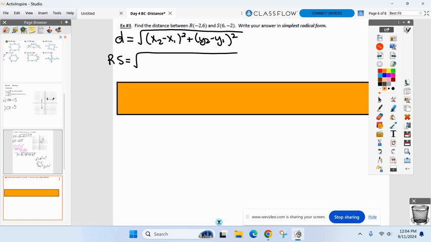Anybody got the x coordinates? The x coordinates are -2 and 6. So whether you go -2 minus 6 or 6 minus -2, just do not drop any signs. And then the y coordinates are also 6 and -2. So it'd be -2 minus 6. Yeah, or 6 plus 2, right? Because 6 minus a -2 would give you a +2. So you do it that way.